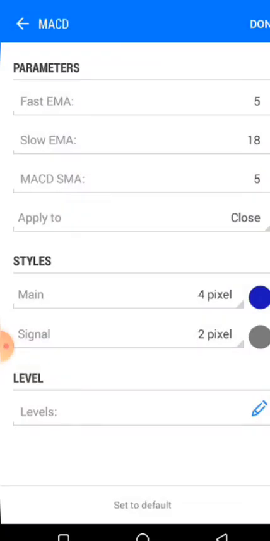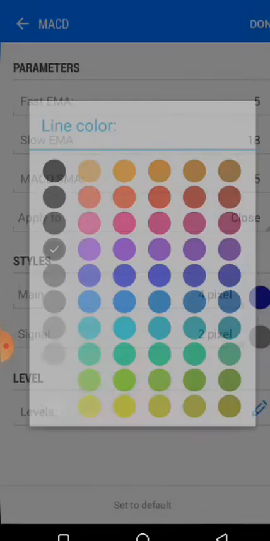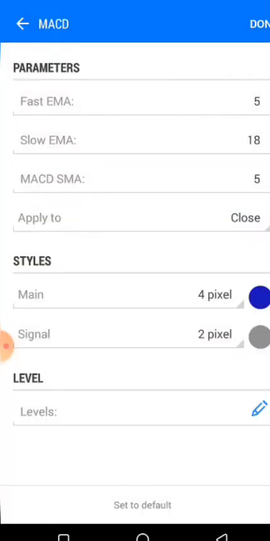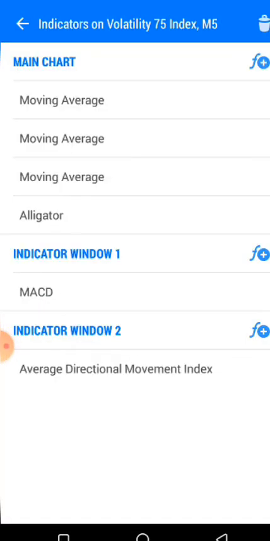The signal we don't really need, but you can choose any color that you like. I'll use this one. So done. The last one is the ADX.